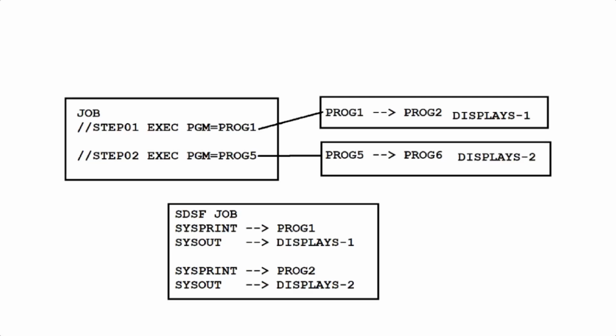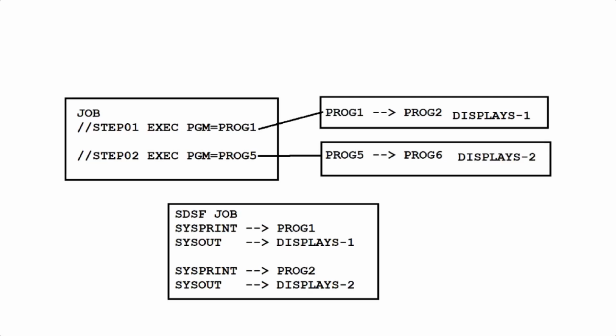So when we submit this job, we will get the job steps like this. SYSPRINT will be with program 1 and SYSPRINT with program 2. Actually, it should be 5. I mistakenly wrote program 2. So it will be program 5.